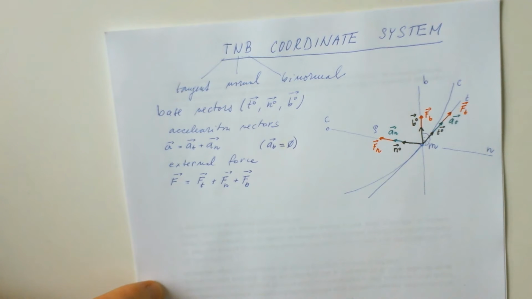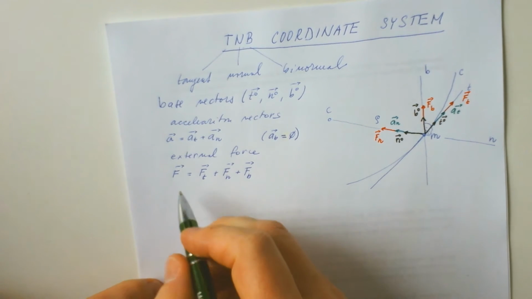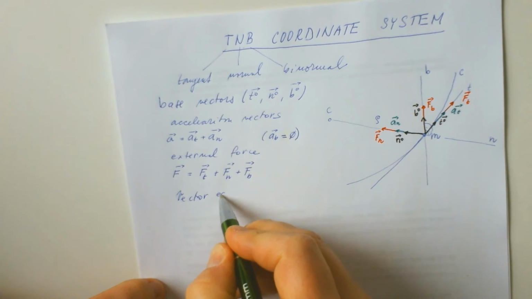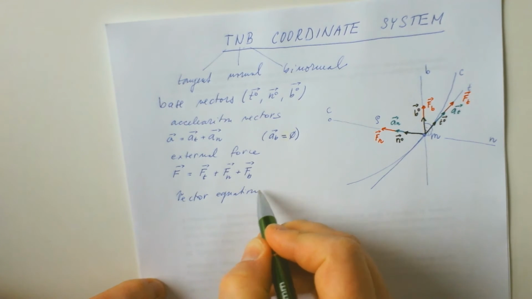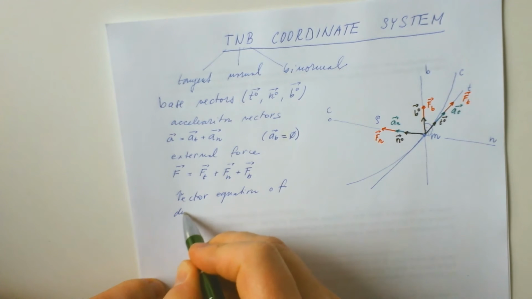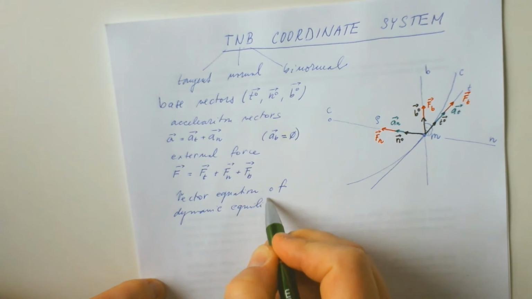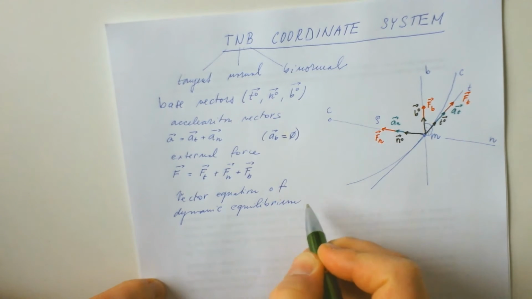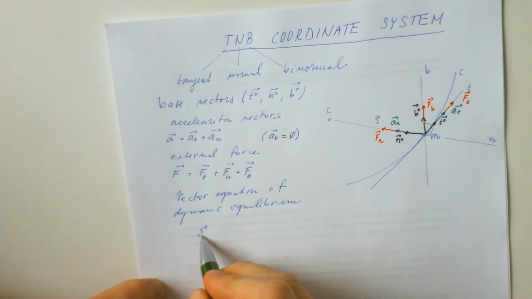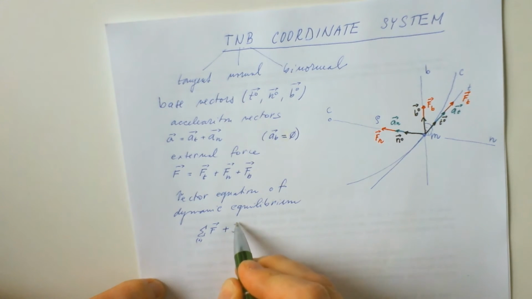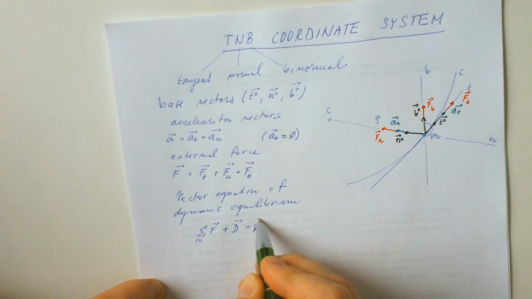Now we can write a vector equation of dynamic equilibrium. Generally, it is that sum of all forces plus inertia force is equal to 0.